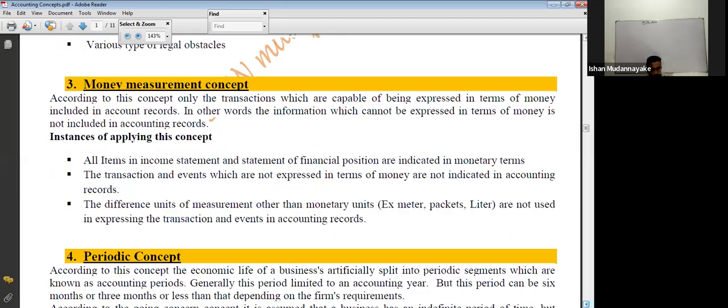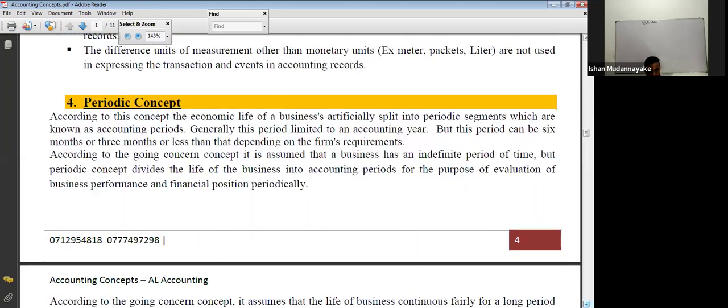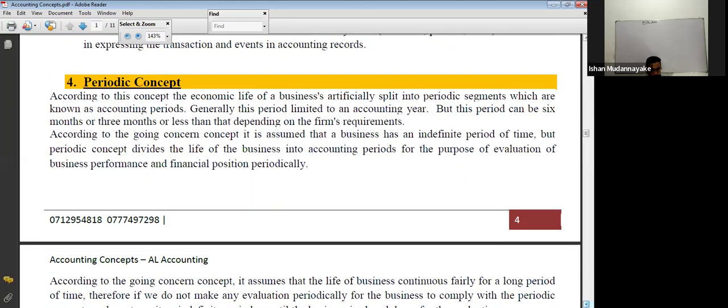And then money measurement concept. Transactions which can be measured in terms of money are recorded in the accounts. Periodic concept, right? We need to divide the lifetime of the business organization into periods, and then for each period we need to calculate the financial performance of the business organization.